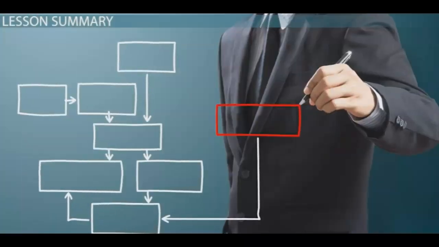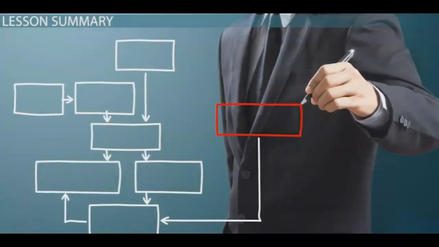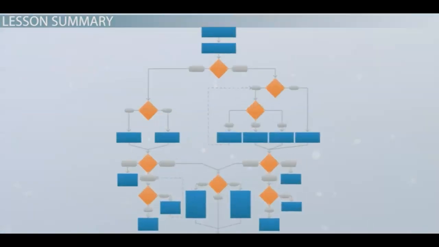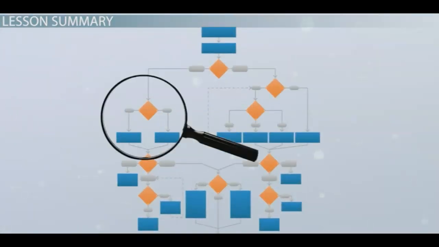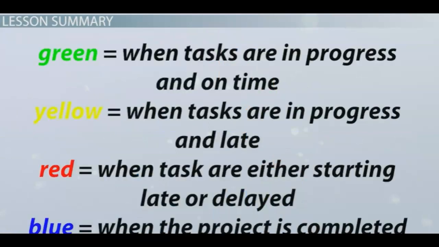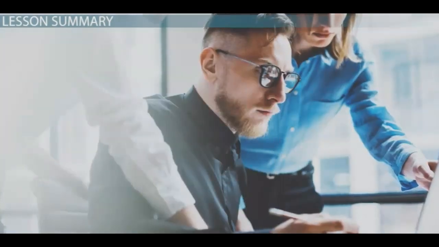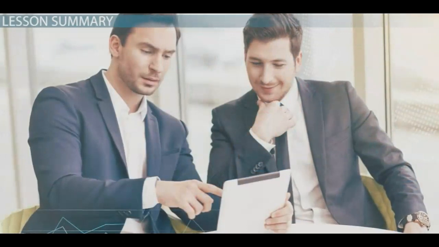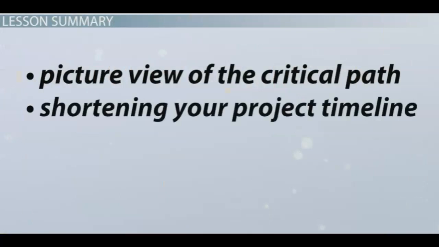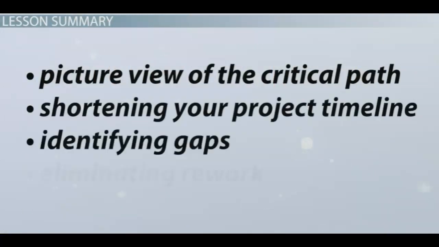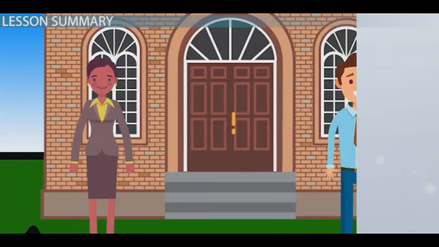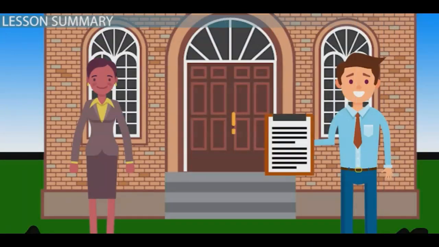Usually, network diagrams are used for breaking down tasks and tracking the progression of projects. First, creating a picture view of your tasks will help with identifying the tasks, and secondly, creating a color scheme will provide you and your teams with a visual of the project status. However, there are additional interrelated benefits regarding constructing project schedule network diagrams, which are a picture view of the critical path, shortening your project timeline, identifying gaps, eliminating rework. If you want to deliver your project successfully, you can't afford not to construct a project schedule network diagram.